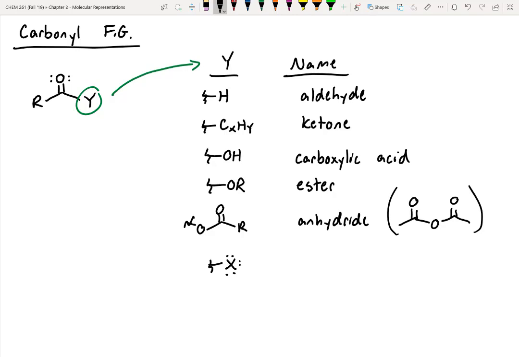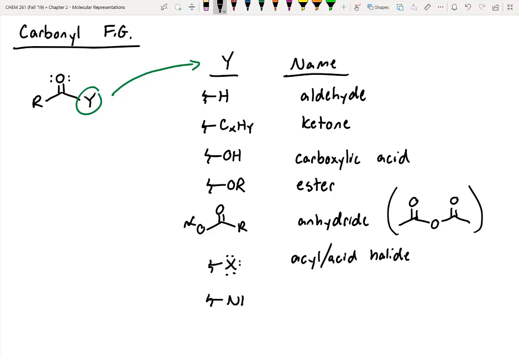Next one is if you have a halogen coming off. This is called an acyl or acid halide. Let me clean this up. These are commonly found in tear gases, things like that. They can be somewhat difficult to work with. We'll talk about the chemistry of these later on in the year.